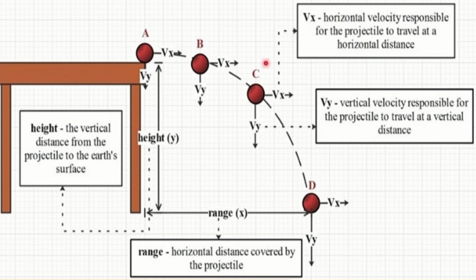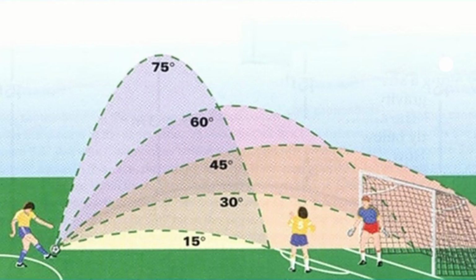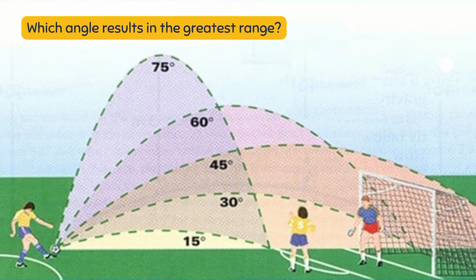For the horizontal velocity, there is no external force acting on the horizontal motion, which means no acceleration, resulting in a constant horizontal velocity. Take a look at this photo, class. What can you say? Which angle results in the greatest range? When we say range, it is the horizontal displacement, and as you can see, the farthest is at the 45 degrees angle. Next question. Which angle results in the maximum height? As you can see, it is the 75 degrees angle.